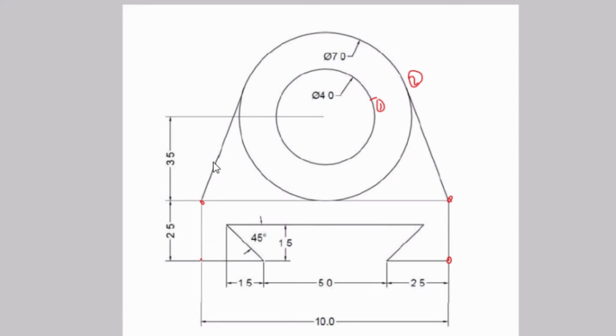So let's begin. Let's start with the rectangle. Here you can see the dimensions for the rectangle. The height is 25 millimeter and the length is 100 millimeter. It looks like 1001, it's actually 100. Please consider it as 100 millimeter.